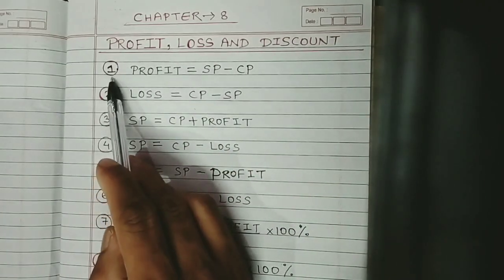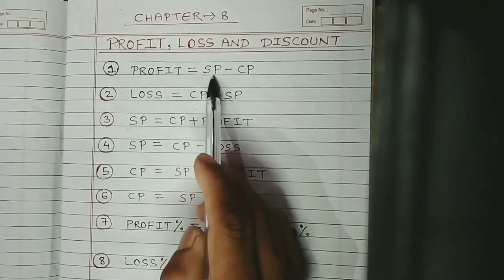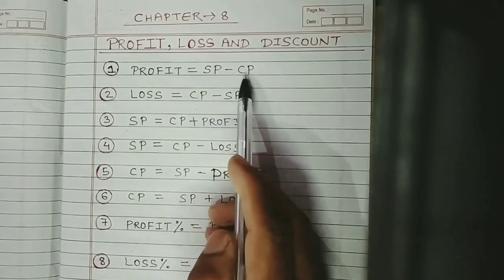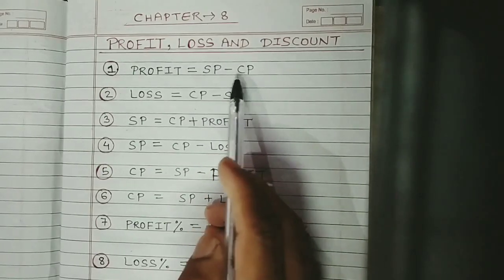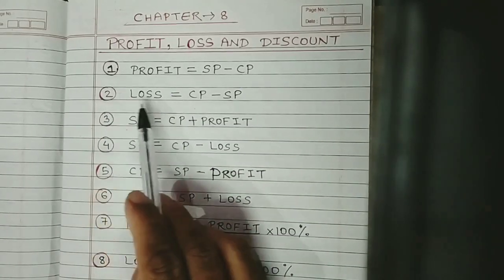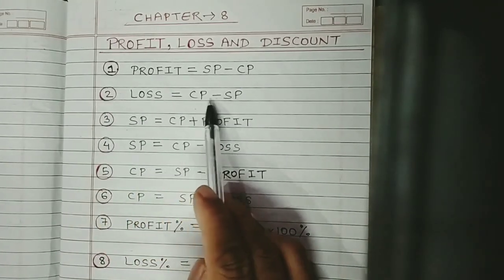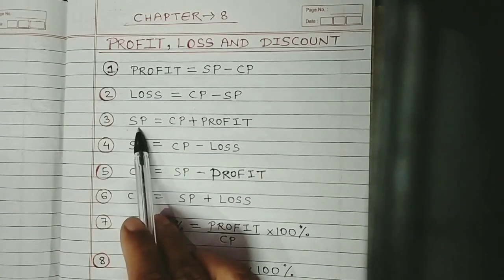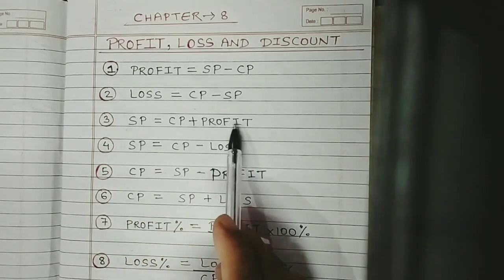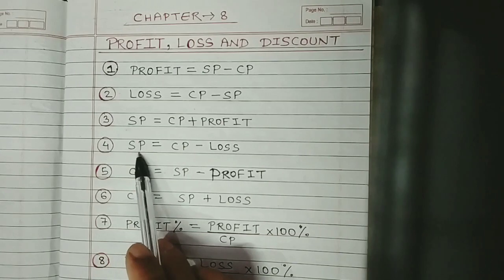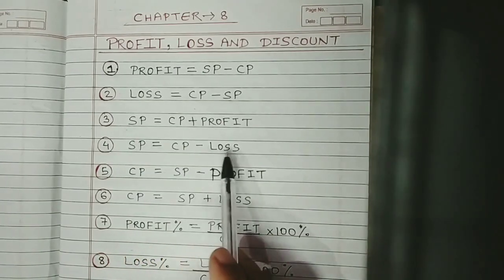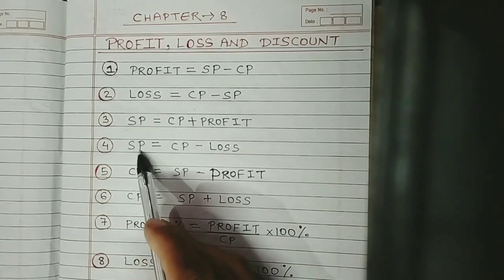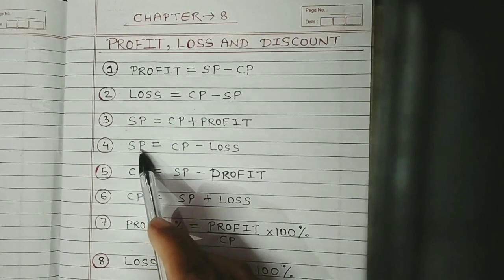The first formula is profit equal to SP minus CP, SP selling price minus CP cost price. The second formula is loss equal to CP minus SP. And the third one is SP equal to CP plus profit, and the fourth one is SP equal to CP minus loss. So here we can see there are two formulas for finding SP.